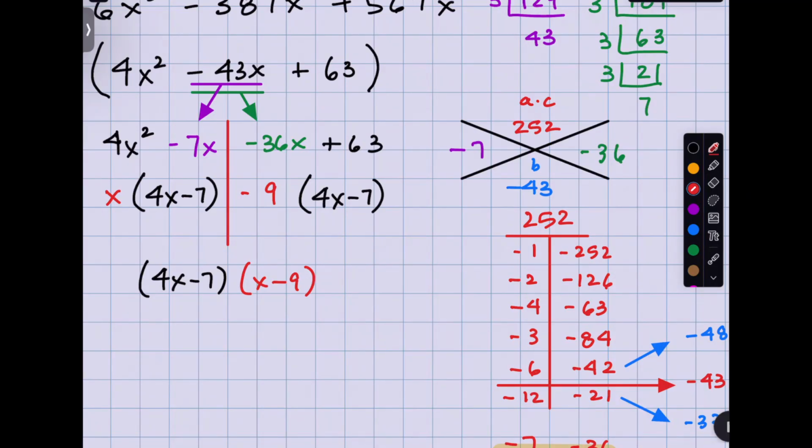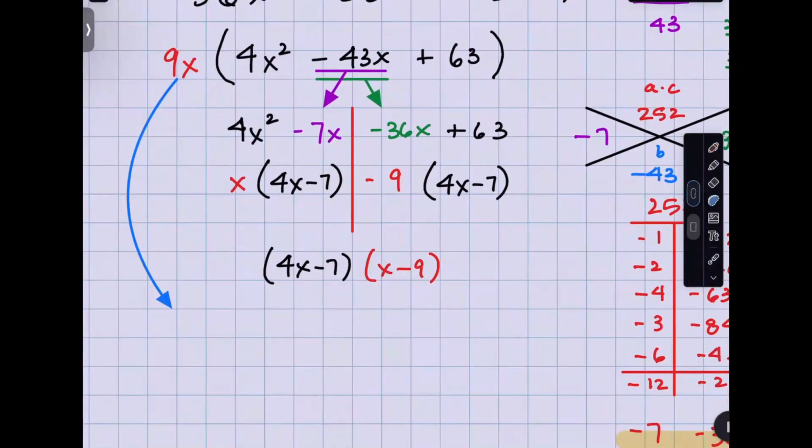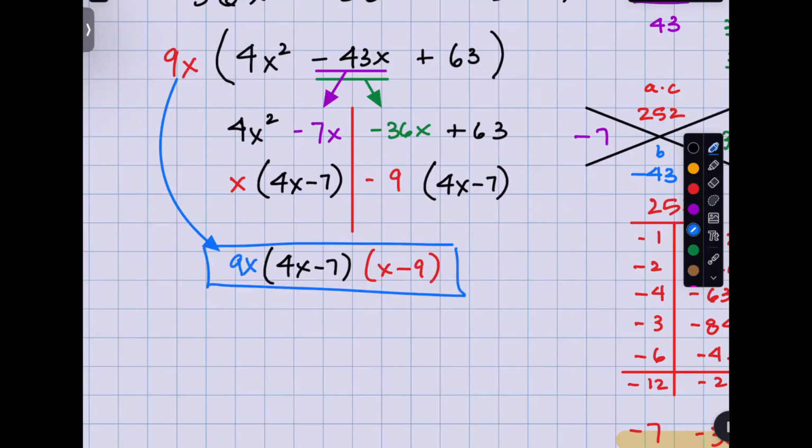You bring it down. There's my answer. Doesn't matter if it's a perfect square, it's just a GCF.